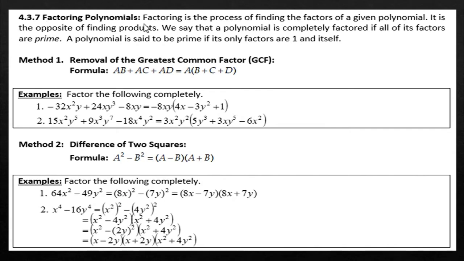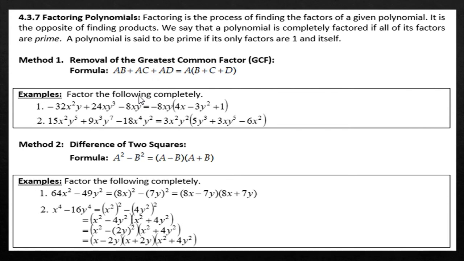Factoring polynomials. Factoring is the process of finding the factors of a given polynomial. It is the opposite of finding products. We say that a polynomial is completely factored if all of its factors are prime. A polynomial is said to be prime if its only factors are 1 and itself. Method 1. Removal of the greatest common factor or the GCF. The formula AB plus AC plus AD is equal to A times B plus C plus D.